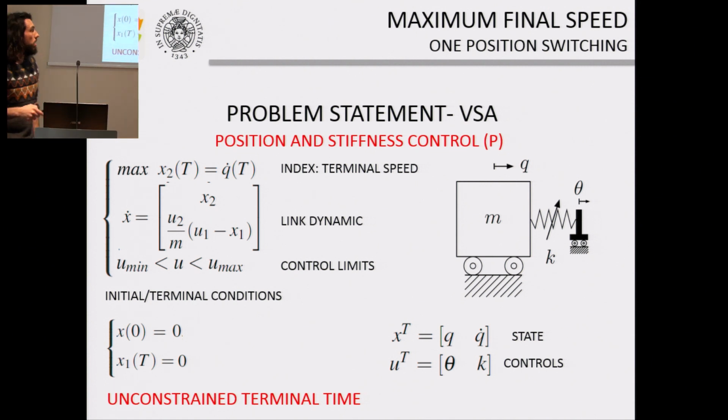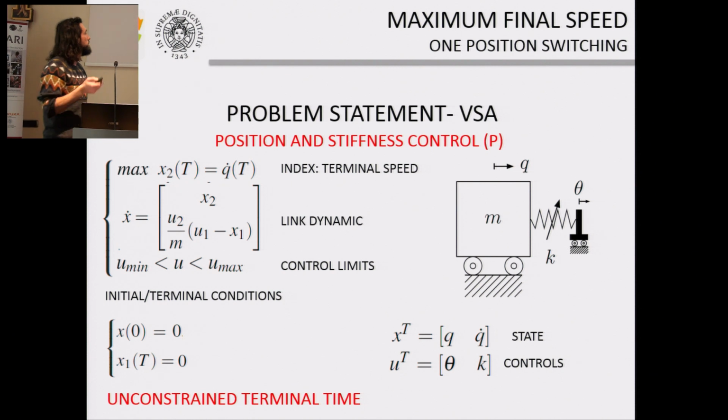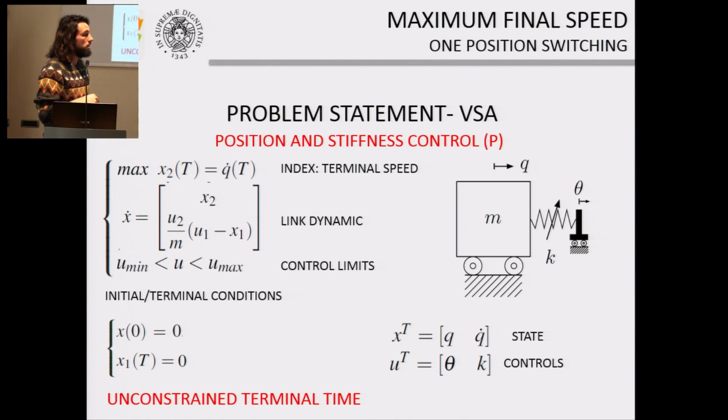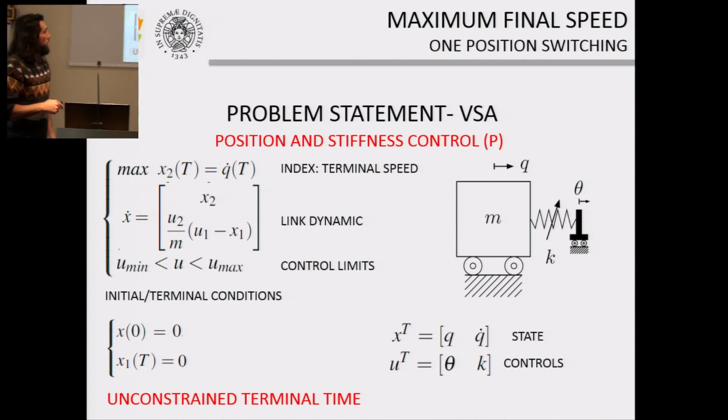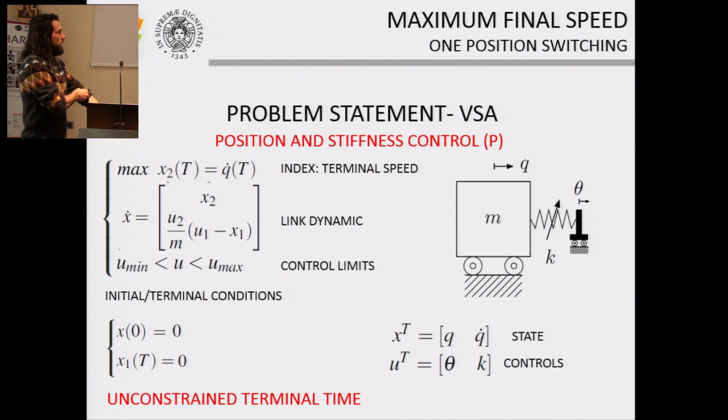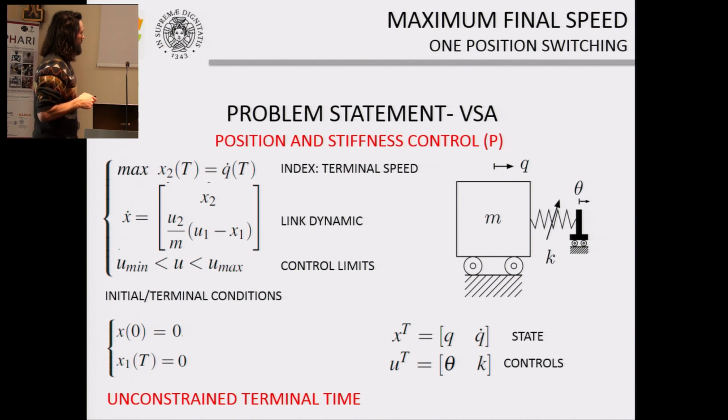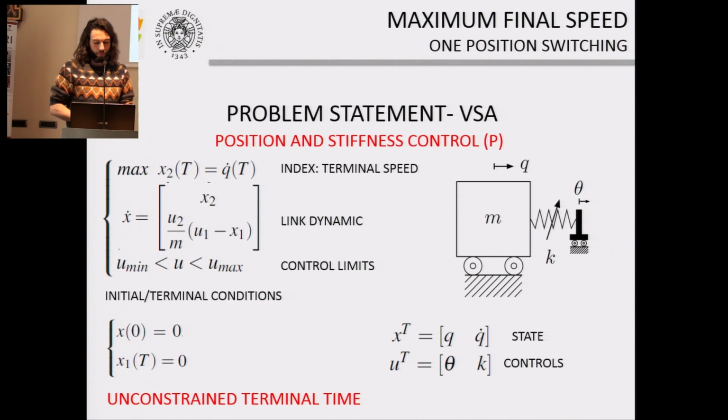Okay, so now let's see what happens if we switch from the series elastic case to the variable stiffness case. For the variable stiffness case, we studied the model in which we assume to control the position of the motor and the stiffness of the actuator. So this is the dynamic of the system, and this is the control vector that now has 2 components.